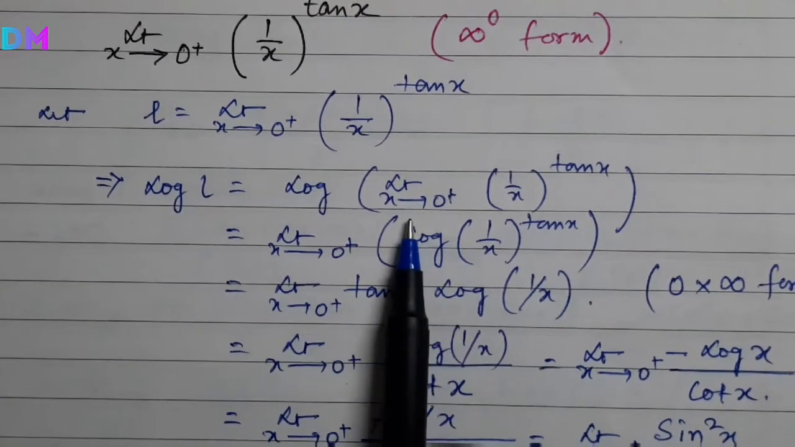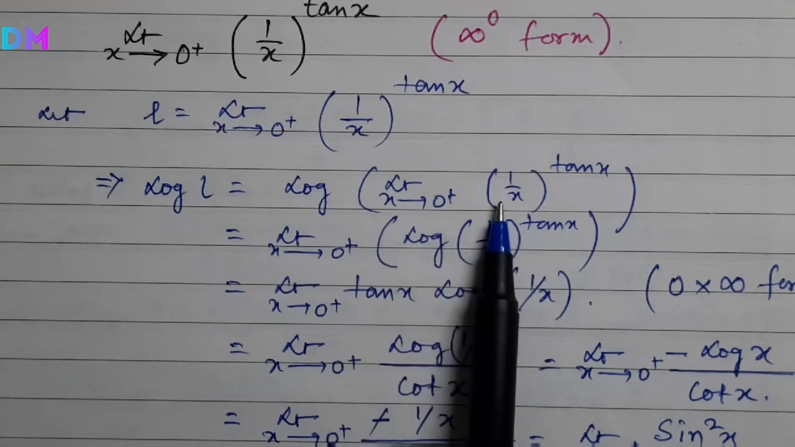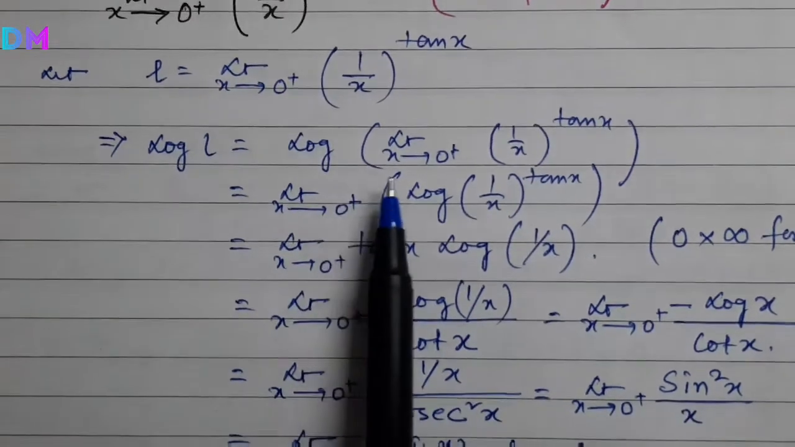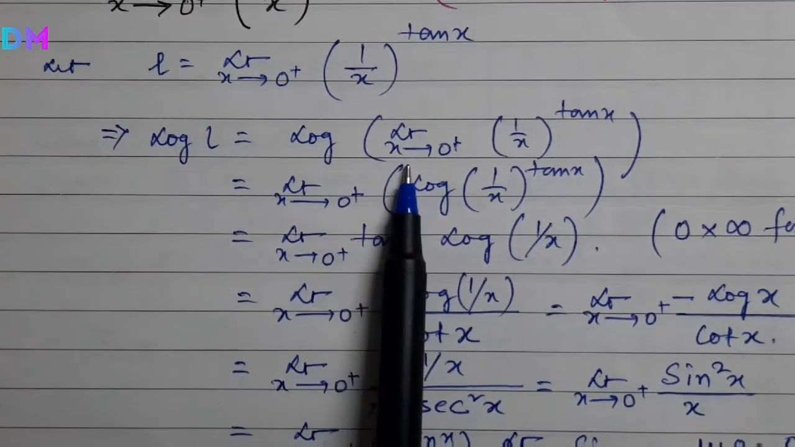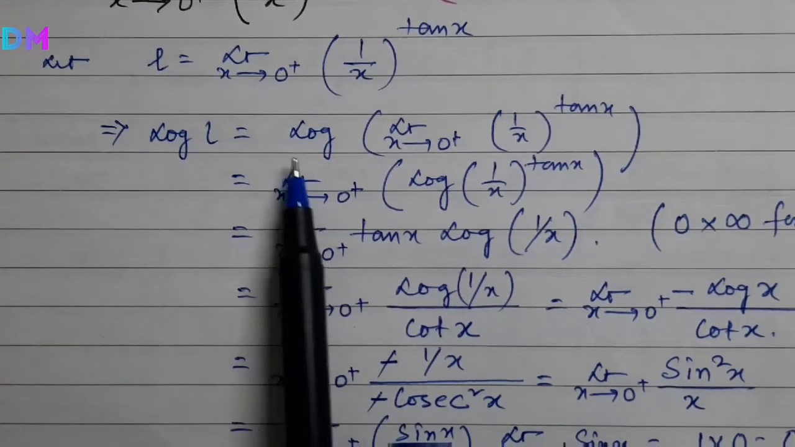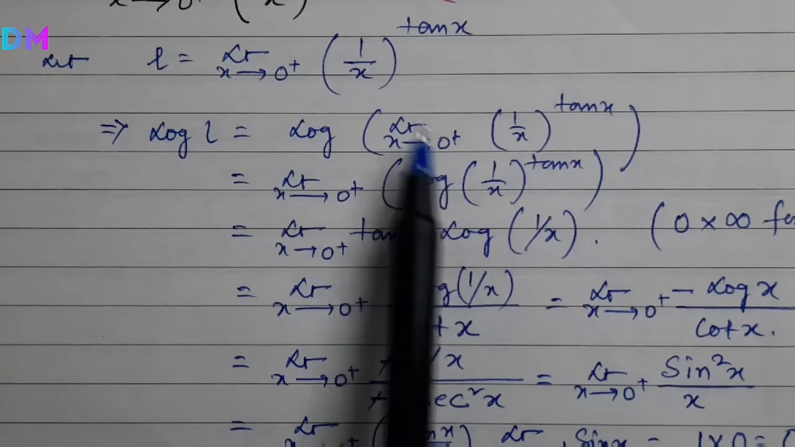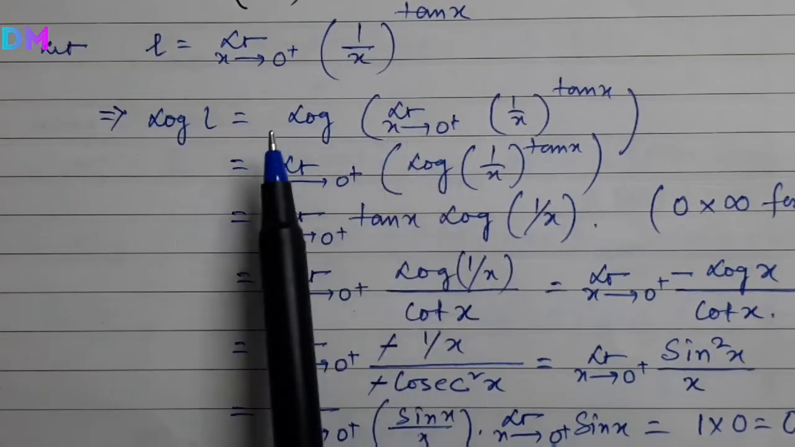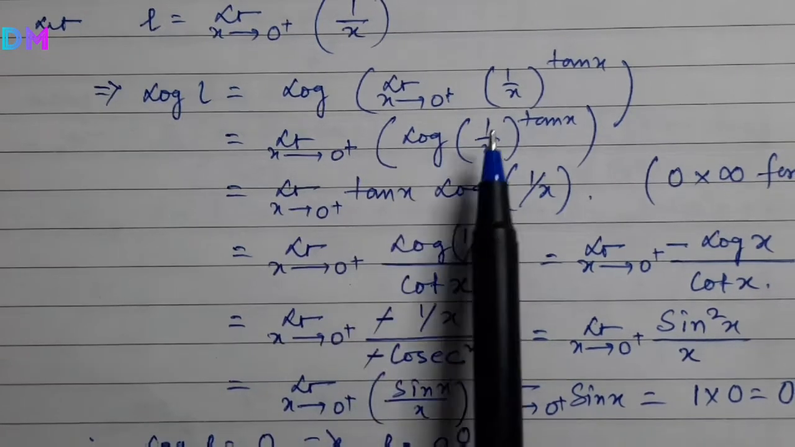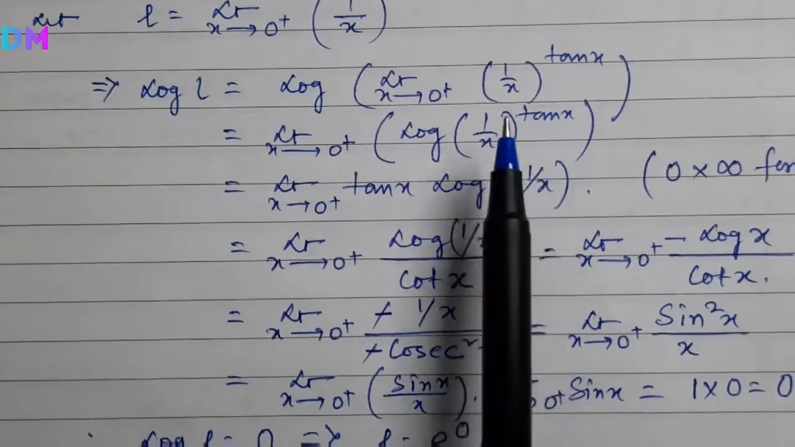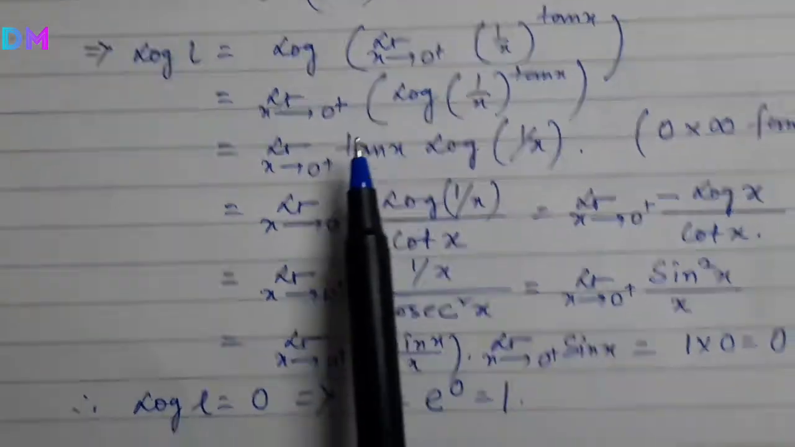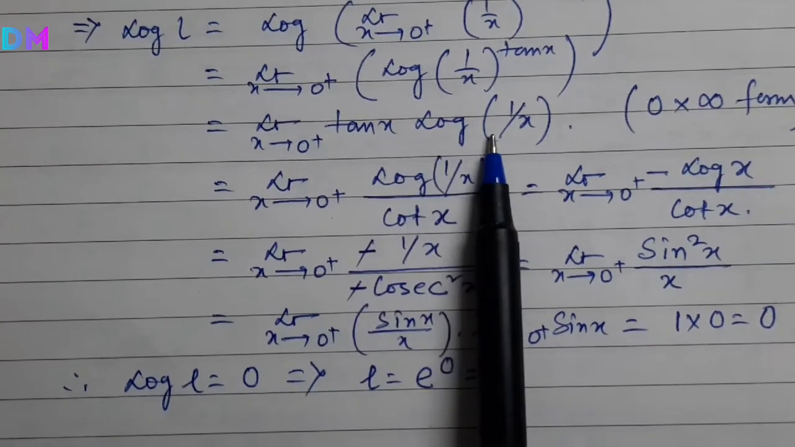So this will be limit x tends to 0 plus, log of 1 by x to the power tan x. Now we can take the limit outside. Since limit can go inside a function, it can go outside a function also. So therefore limit will go outside the log. So it will be limit x tends to 0 plus log of 1 by x whole to the power tan x. Now since log is there, tan x will come outside, so it will be tan x into log of 1 by x.